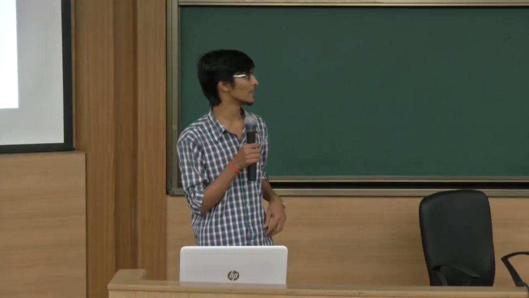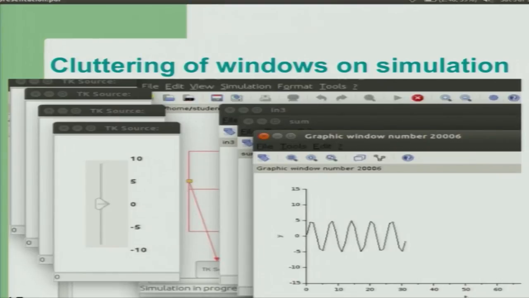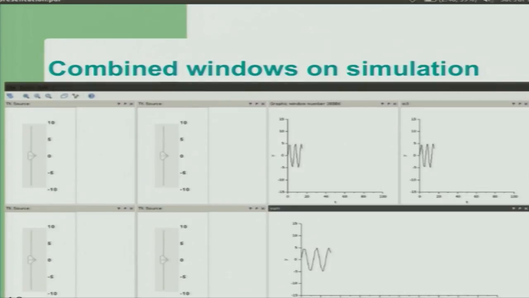Hello everyone. In Xcos, simulating a diagram opens multiple windows based on the number of input and output blocks present in that diagram. When the number of input and output blocks increases, the number of windows also increases. This leads to cluttering of windows. As you can see in this picture, there are four input windows and three output windows. If the user wants to access any window, he has to go through all the windows. This makes the software feel unfriendly to the user. So in our version, we have added all the windows into a single window.